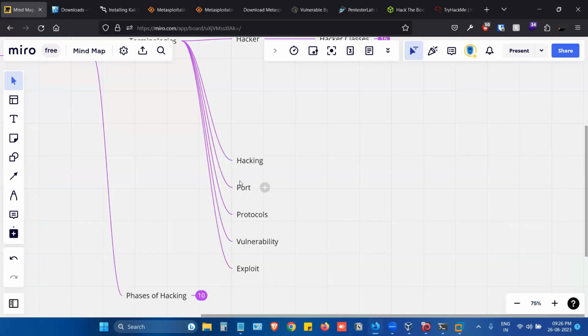Yeah, so this is about the ports and the protocols. Protocols are the set of rules that determine how the data is transmitted between different devices, in the same or different networks. The next term is vulnerability. A vulnerability is a kind of weakness or a security loophole that is available in the system. The next one is the exploit. Exploit means if we are taking advantage of the vulnerability to break into the system, then it is known as an exploit. So these are the few terms that we should know if we are starting in this field.